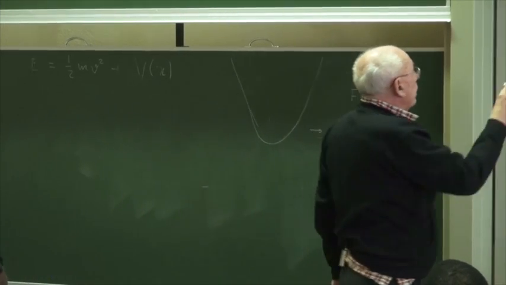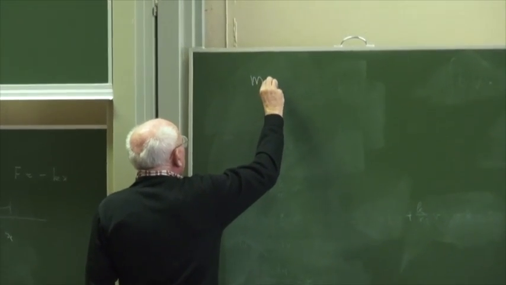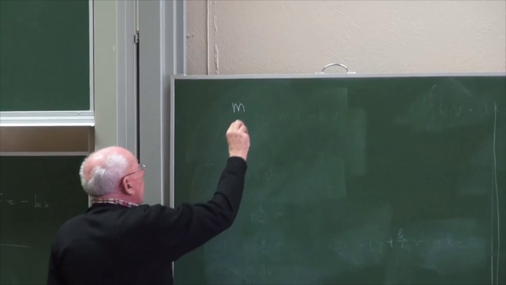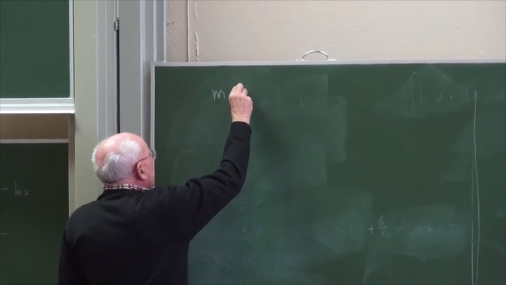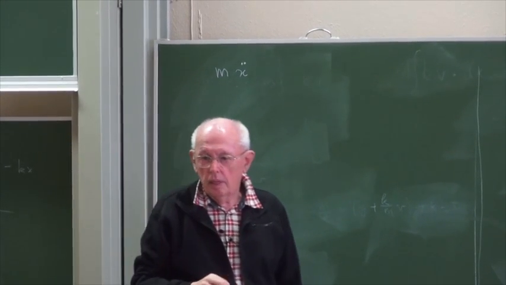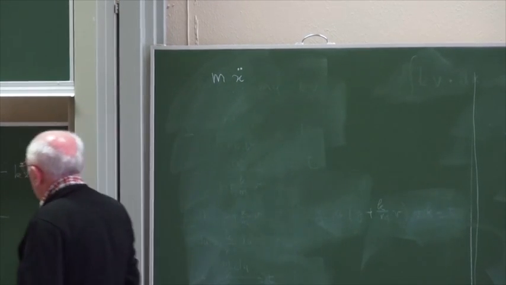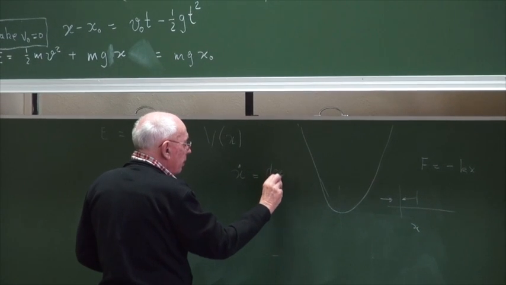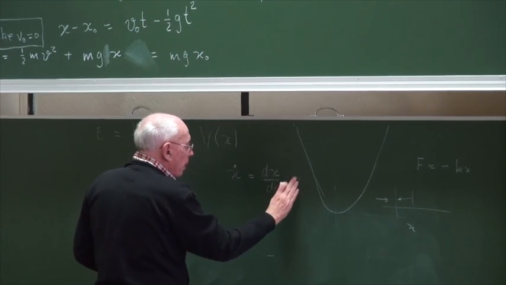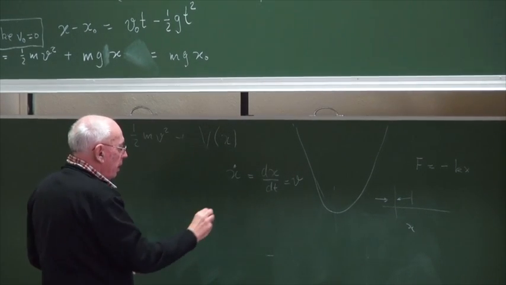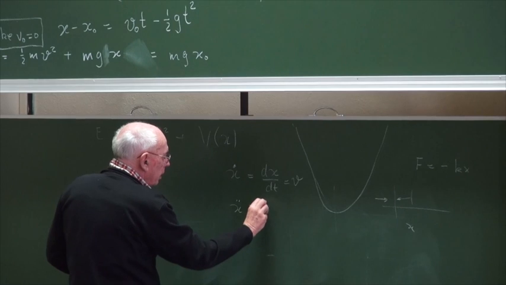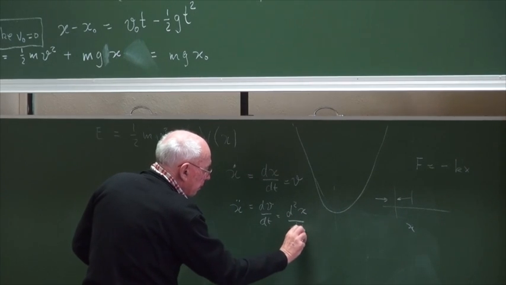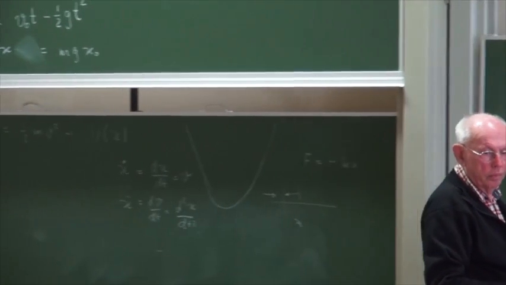Now, the way to formulate this is to write down Newton's laws. We can also start with the energy and so on, but let's start with Newton's laws. So we have m x double dot. Do you know that notation? We have x dot equal to dx/dt, which is v. And x double dot is dv/dt, or d²x/dt². It's a shorthand for that.